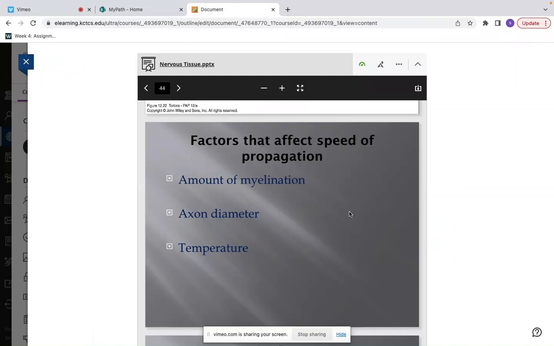Just going to briefly go over these slides again, hopefully this will supplement your learning and you will find this material a little bit easier to wrestle with.